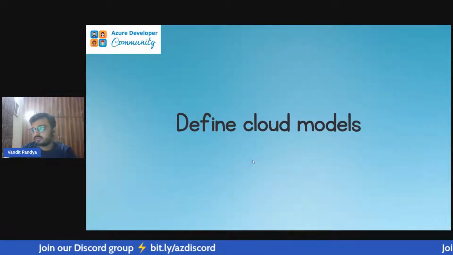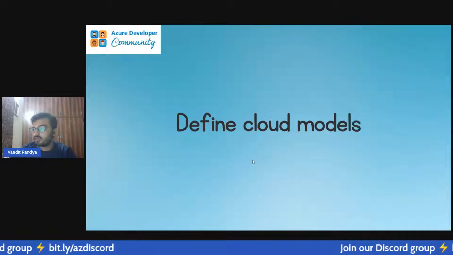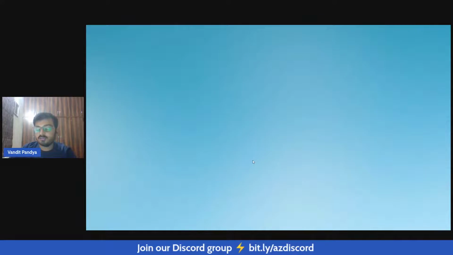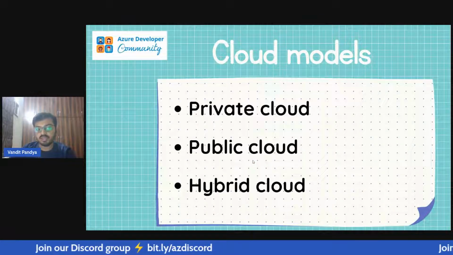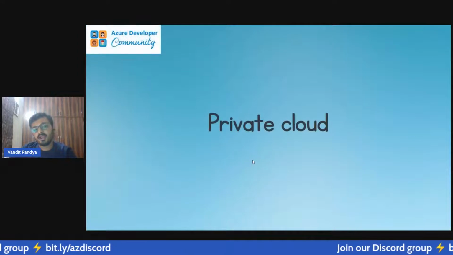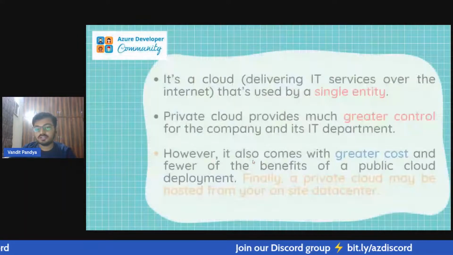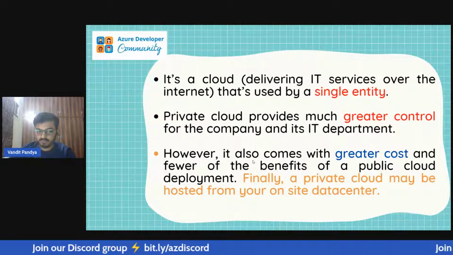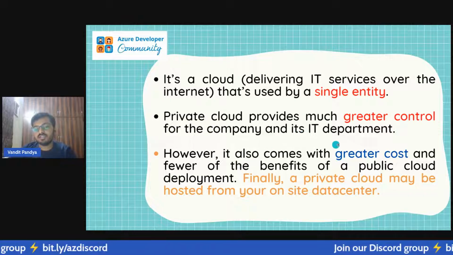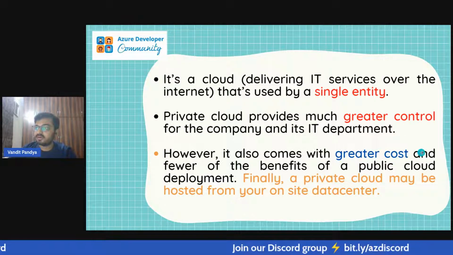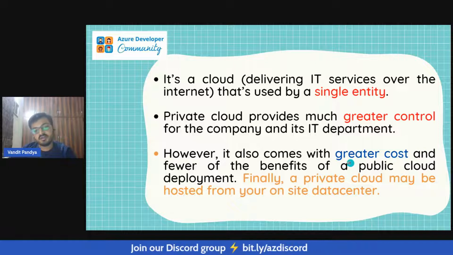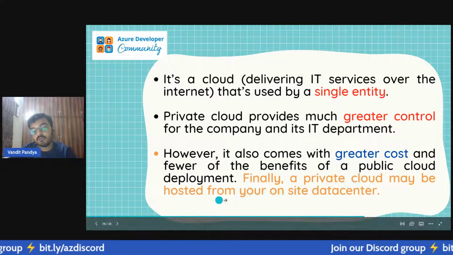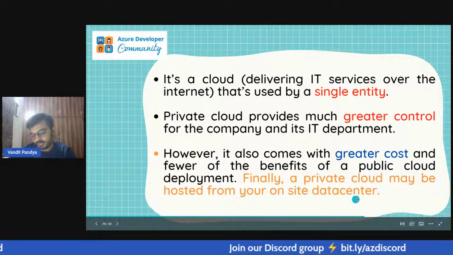So what cloud models are there? There are many cloud models, but basically three kinds: private, public and hybrid. In the private cloud, it is managed by one company or single entity, and the control is given to that single entity itself. The cost will always be high. If you do services on a premium basis, it will definitely cost you more. A private cloud may be hosted in your own data center.